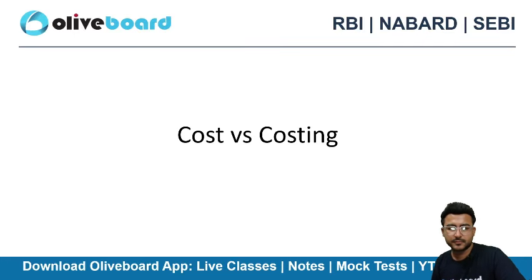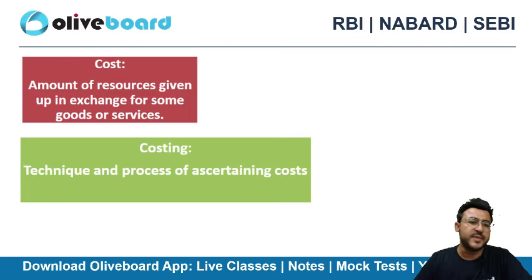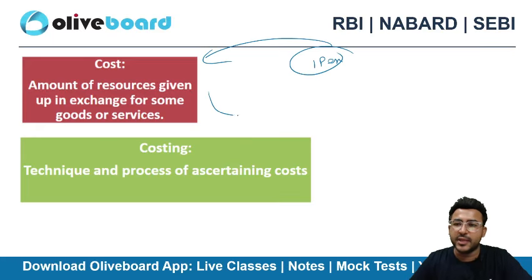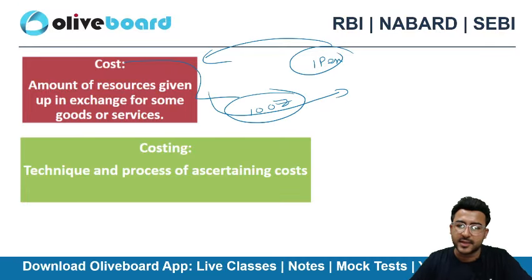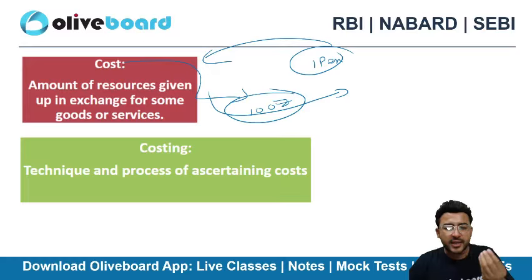Okay. Look, cost means the amount of resources given up. How much you have given up in exchange for some goods and services. Let's suppose I talk about one pen. I bought this pen, but I need to give up 100 rupees in exchange. So can I say 100 rupees is the cost of this pen? The amount that I have given up for exchanging some goods or service, right?